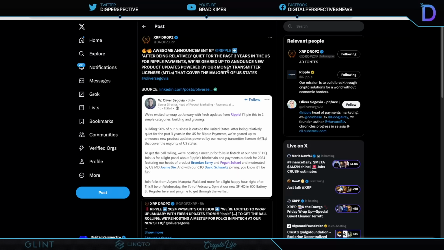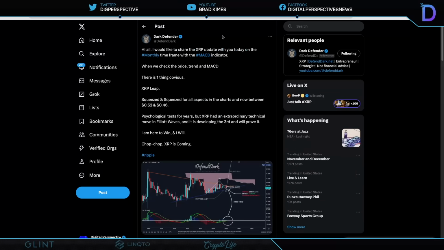At the headquarters there. Super excited to find out what they're gearing up to do as they've been relatively quiet for the past 3 years in the U.S. for Ripple payments. Does that mean we're about to not be so quiet in the U.S. for Ripple payments? I like it. What a year this is shaping up to look like.